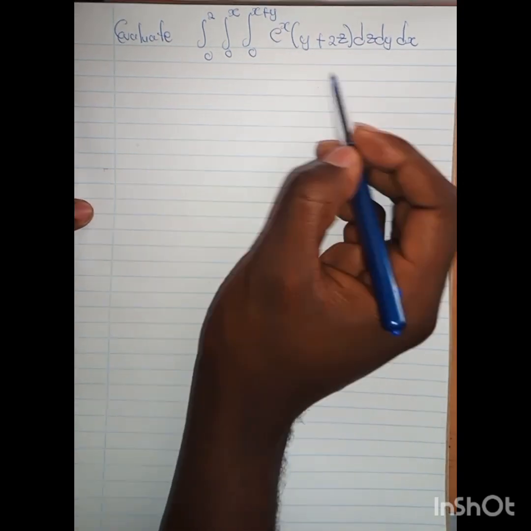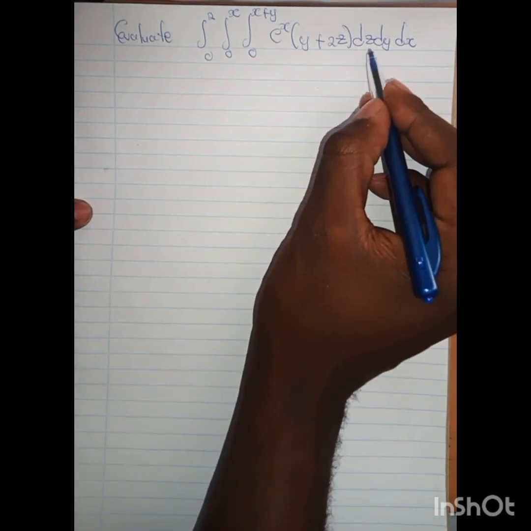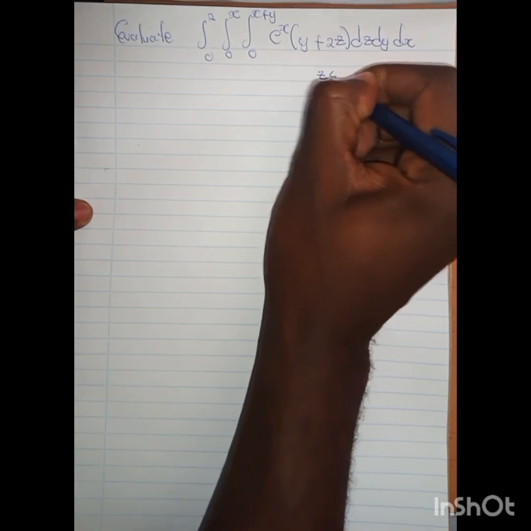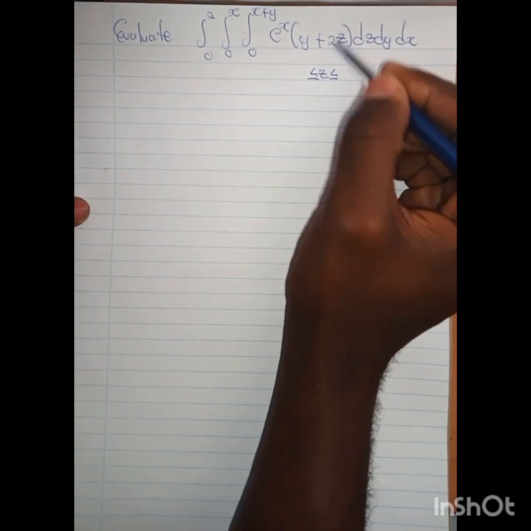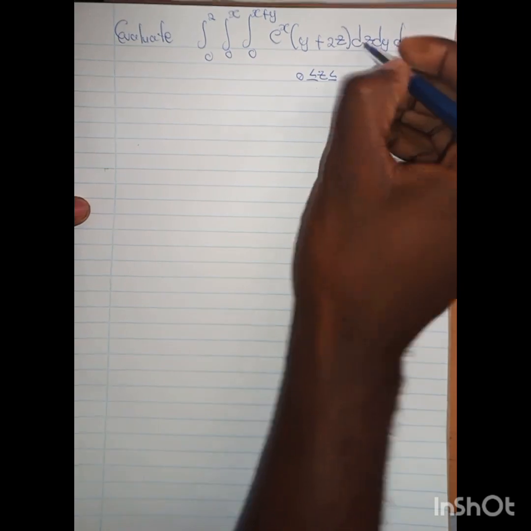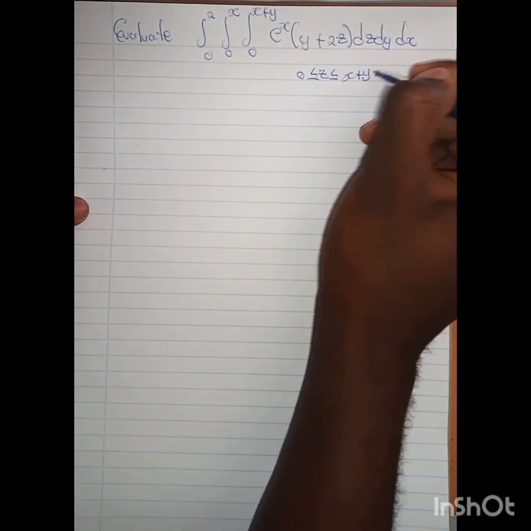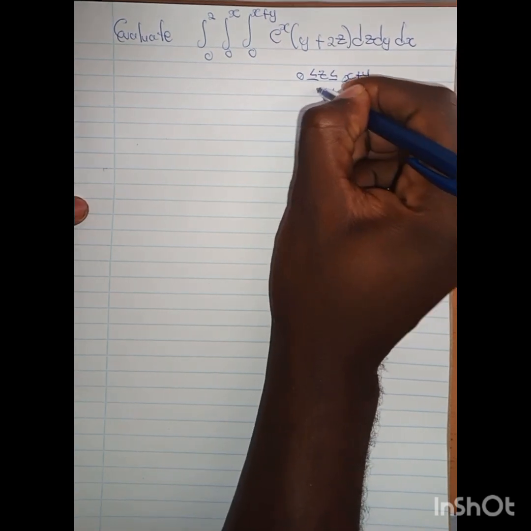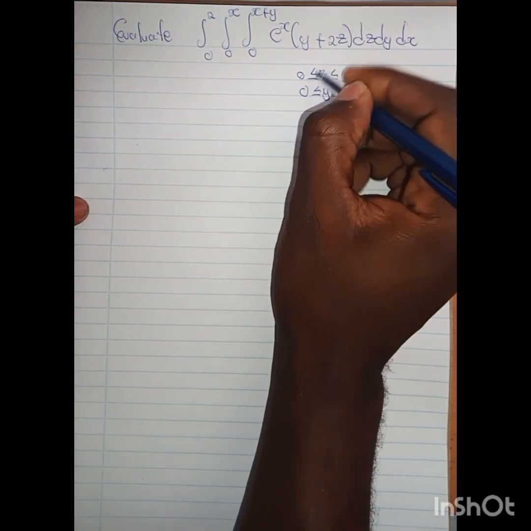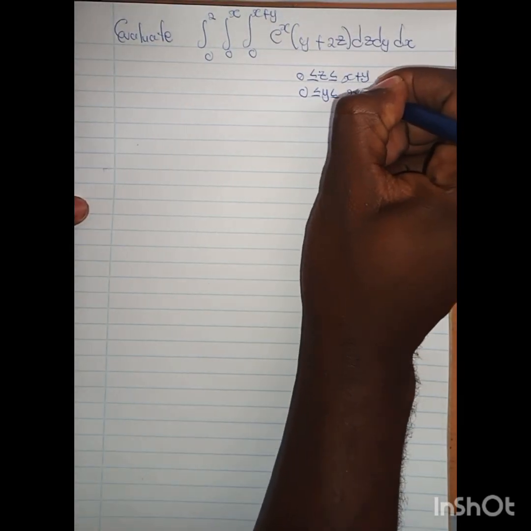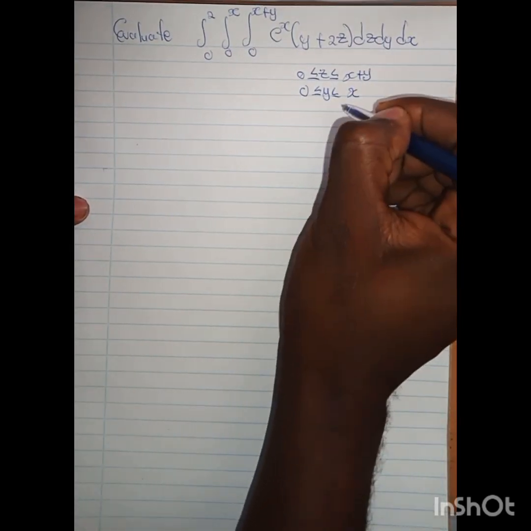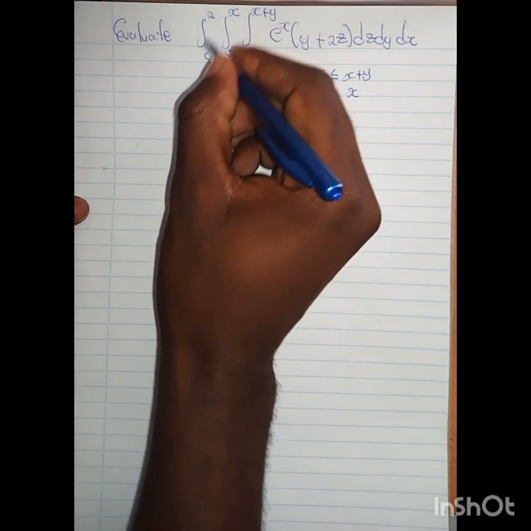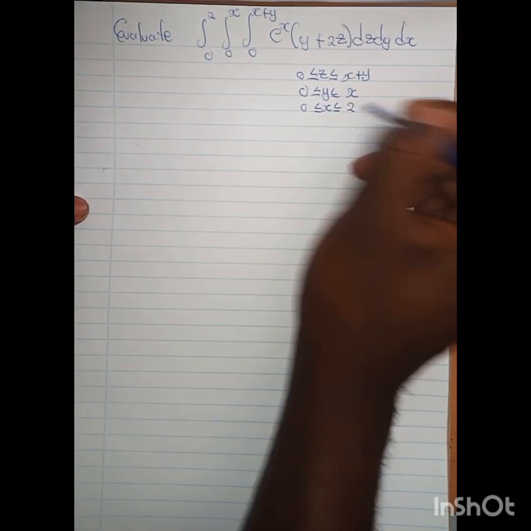When we analyze the problem, we have dz on the inside, which tells us that on the inside, we have the limits of z starting from 0 to x plus y. Then in the middle, we have the limits of y because we have dy. This tells us that the limits of y start from 0 to x. And then on the outside, we have the limits of x, which start from 0 to 2.